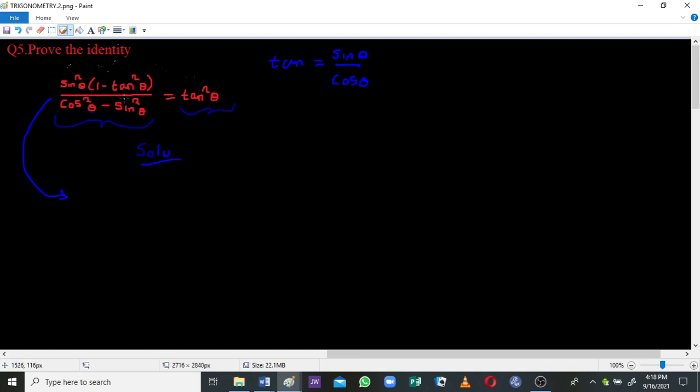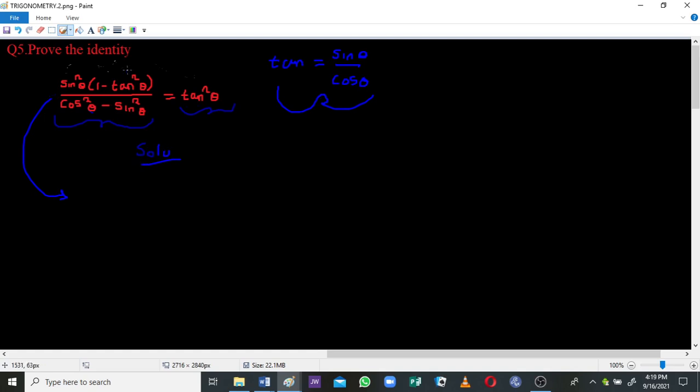One thing you need to remember here is this basic identity: we know that tan theta is equal to sin theta divided by cos theta, right? We are going to use this identity. That is why it is very important for you to scroll up, find my first and second video under trigonometric functions, revise, and then come back to solve these questions.